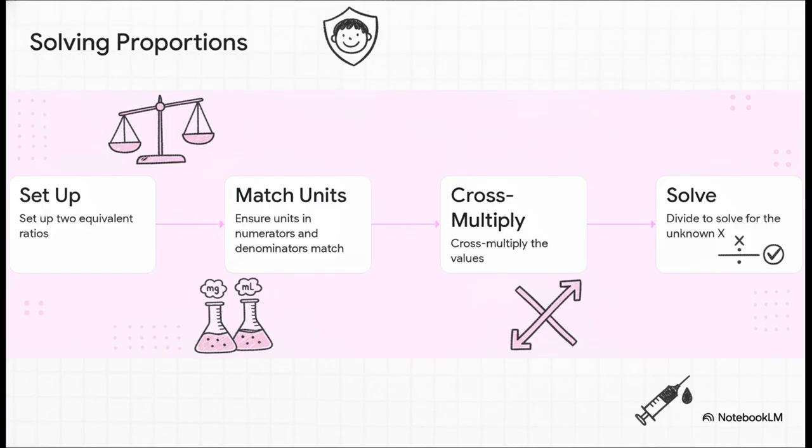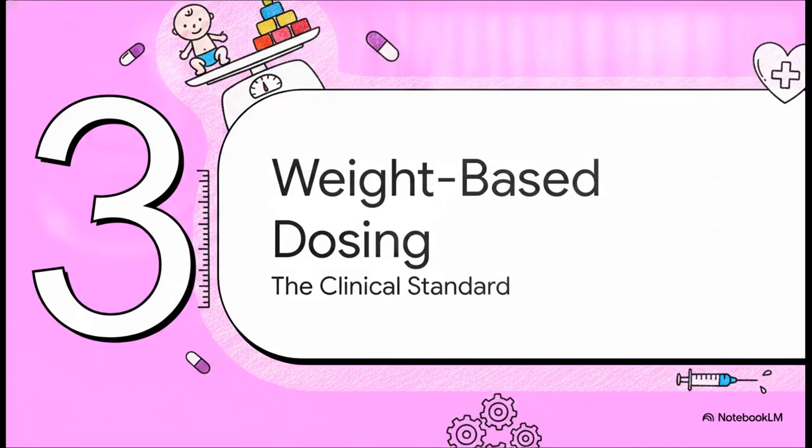Let's say you have 160 milligrams in 5 milliliters, and you need to give a 240 milligram dose. You just set up your ratio, cross-multiply 240 by 5, divide by 160, and boom, you arrive perfectly at 7.5 milliliters. It's simple, it's reliable, and most importantly, it's safe. Let's transition over to Section 3, mastering weight-based dosing.